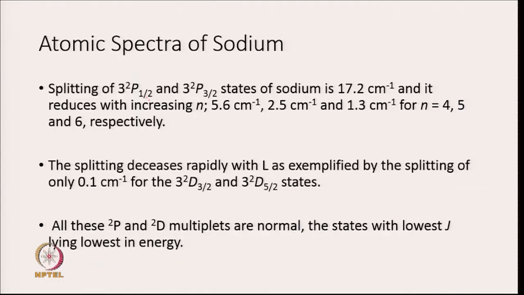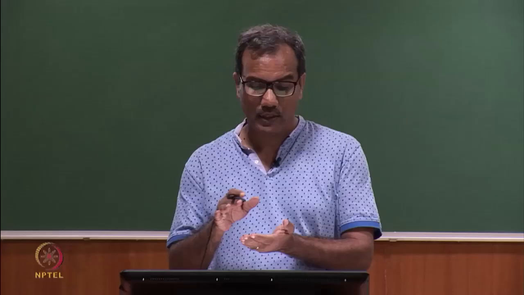The splitting between the 3 2P half and 3 2P 3/2 states of sodium is 17.2 centimeter inverse, and it reduces with increasing n. So if you look at the difference between 4 2P half and 4 2P 3/2, it will decrease. It will be 5.6 centimeter inverse, 2.5 centimeter inverse, 1.3 centimeter inverse, for n equal to 4, 5, 6 respectively. The splitting decreases rapidly with l, as exemplified by the splitting of only 0.1 centimeter inverse for the 3 2D 3/2 and 3 2D 5/2 states. So here the splitting is very small compared to the splitting between the 3 2P half and 3 2P 3/2 states.